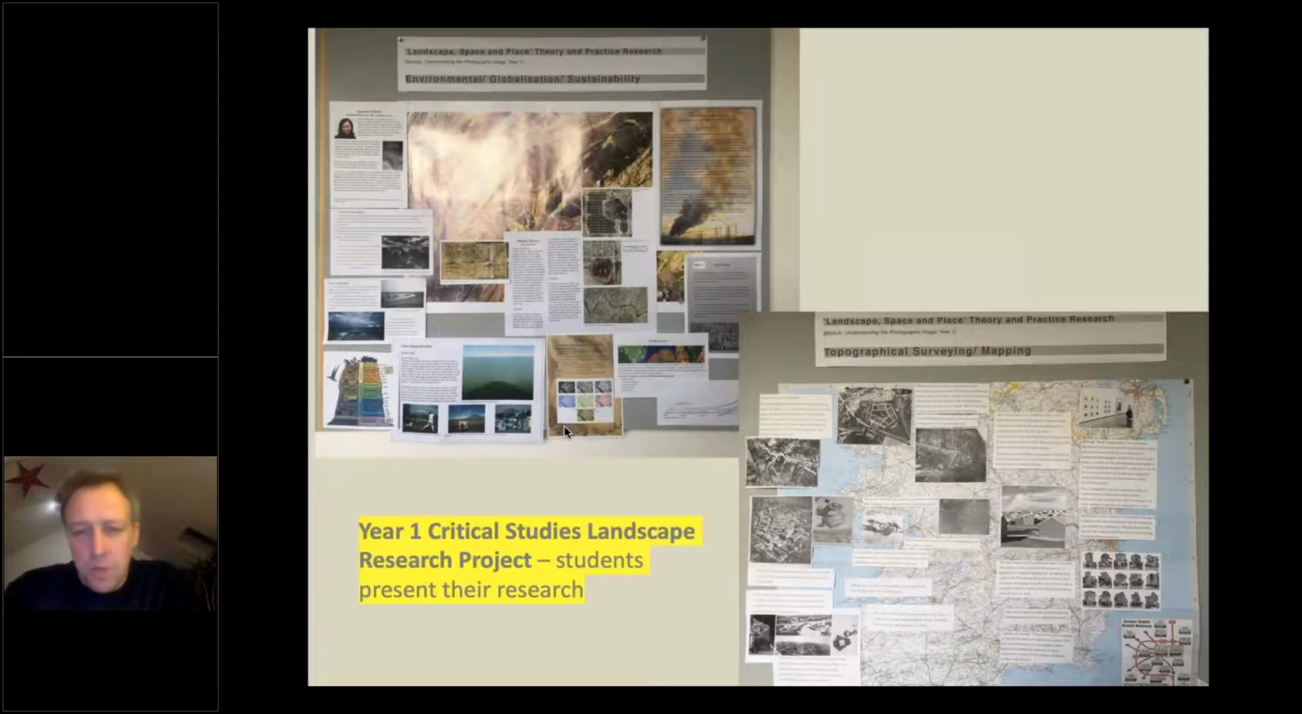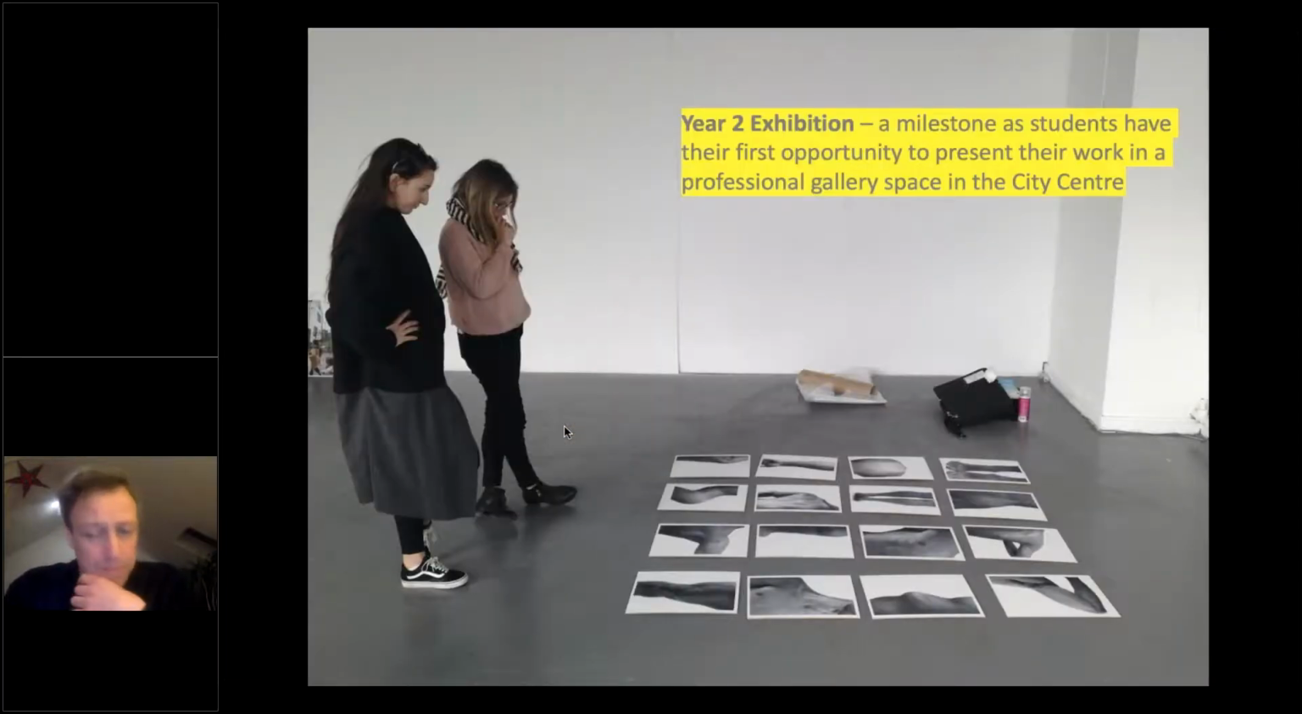The idea behind this approach is that you learn yourself through your own doing, but then when we come together as a group later on, you also learn from the work of others, and it can be a very enriching experience. Here's a shot from the Year 2 exhibition.